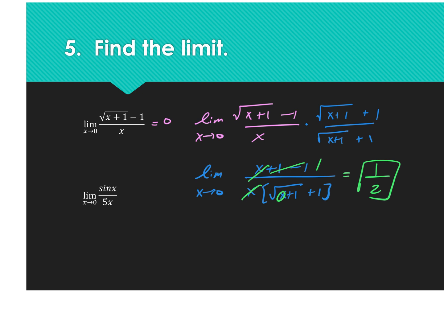Next one, I could write it like this. You wouldn't have to, but it's sine of x over x and then times the 1/5. So that's just equal to 1. So we get 1/5 for that.